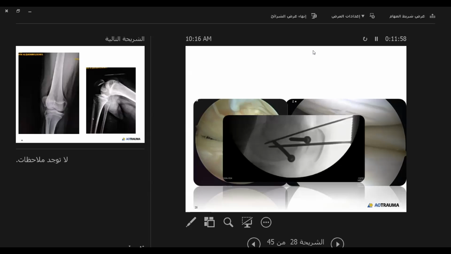This is the way of fixing it. This is from anterior to posterior, the screws. And we want to decrease the impingement between the patella and the screw, so we countersink these cannulated screws. Then I also started to think about using Herbert screws in these fractures, with the modality that I told you about, from posterior to anterior.